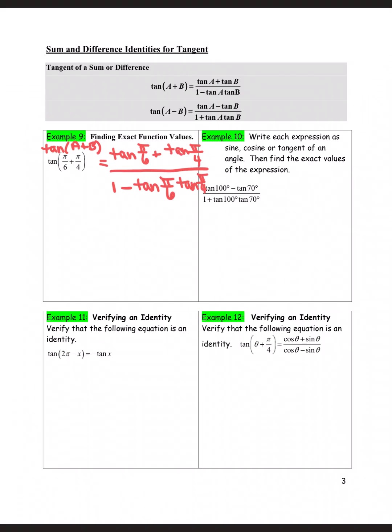And we know tan of pi over 6, well, sine of pi over 6 is 1/2, and cosine of pi over 6 is square root of 3 over 2. So therefore, tan of pi over 6 is 1 over square root of 3. So it would be square root of 3 over 3 if you rationalize it.